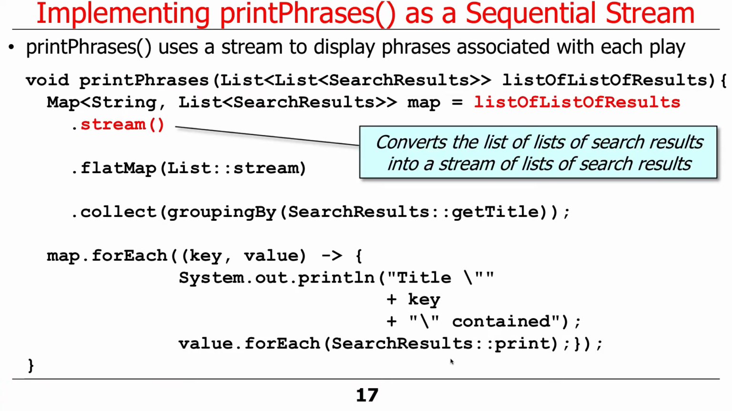So the first thing it does is pretty simple. We just take the list of results, which is what comes in as a parameter, and we turn it into a stream. That's just a good old-fashioned factory method, nothing tricky there. So now we've got a stream of lists of search results. And of course, the list of search results will be the search results for each input that we had.